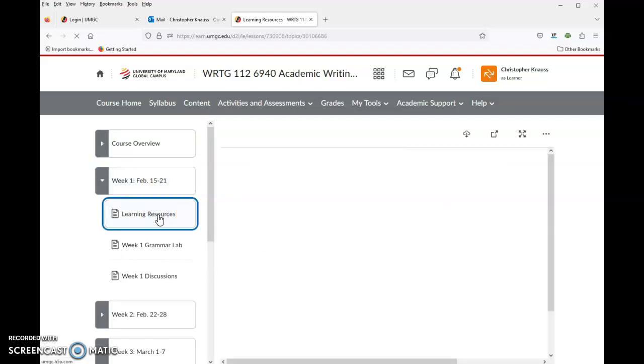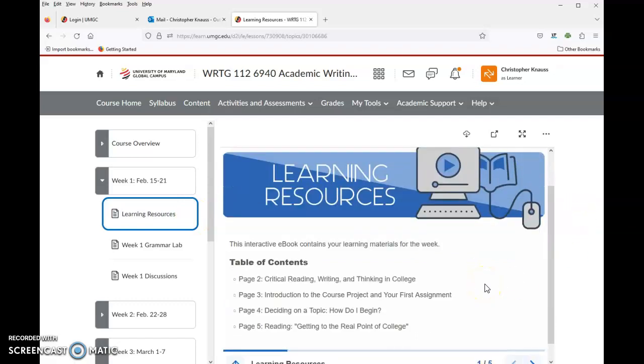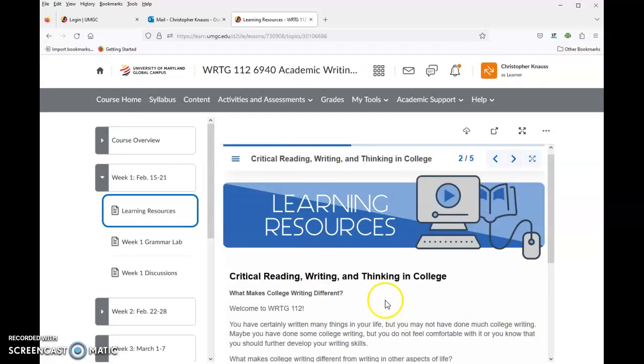So the first week begins next week, February 15th. There'll be learning resources. That's where our textbook is. If you want to get the full value of your dollar, you'll want to go through the learning resources, because that's going to help you a lot in completing the work for each week. Then you'll have a grammar lab each week to do, and then some discussions.